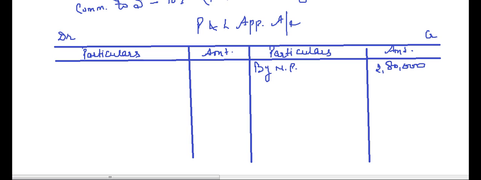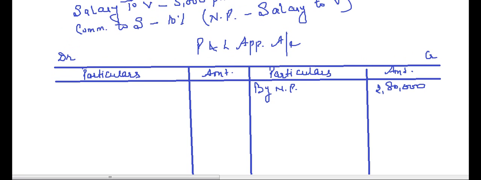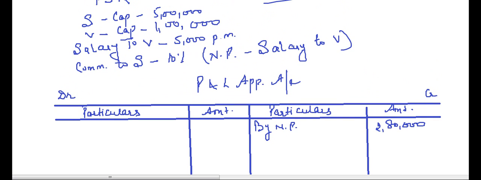Second point, interest on capital, nothing given, not to be paid. Interest on drawings, no mention, nothing to be received. Then we have interest on partners' loan, nothing given, no treatment. Next we have remuneration to partners. Yes, we have it.